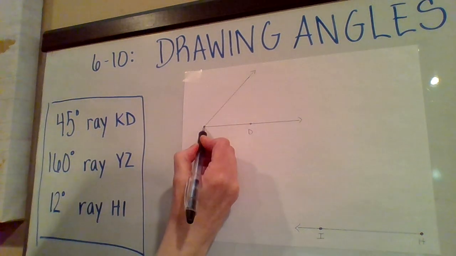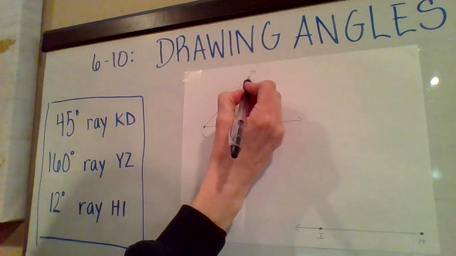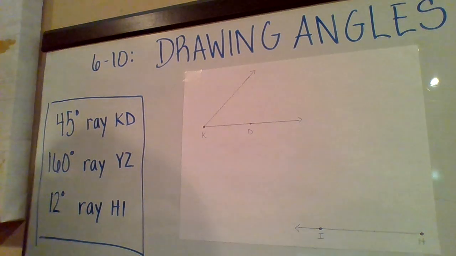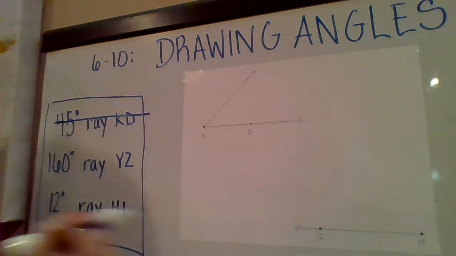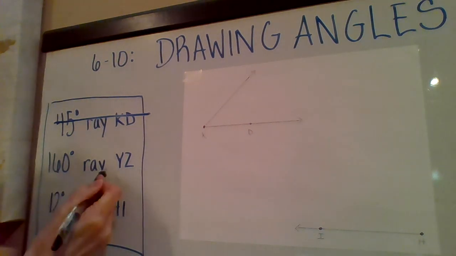I lined it up with the vertex and the baseline. I went to 45, made a little tick mark, and drew my line. So I did this problem. I'm going to skip down to this one just because of the way I set this up. So I promise we'll go back to that.